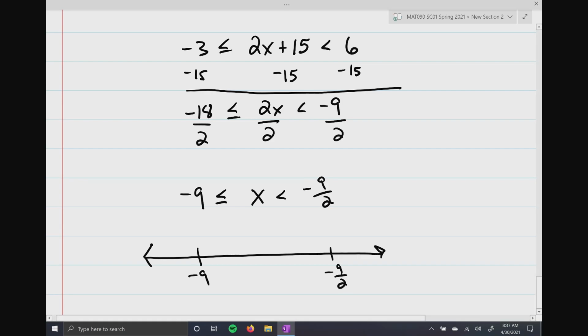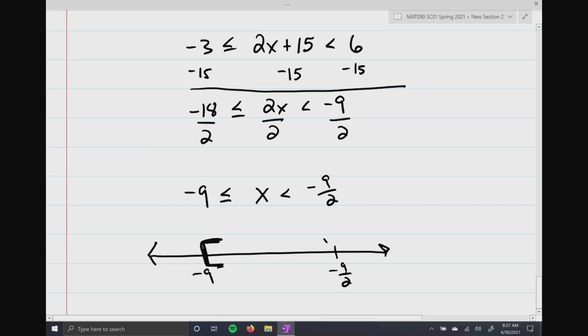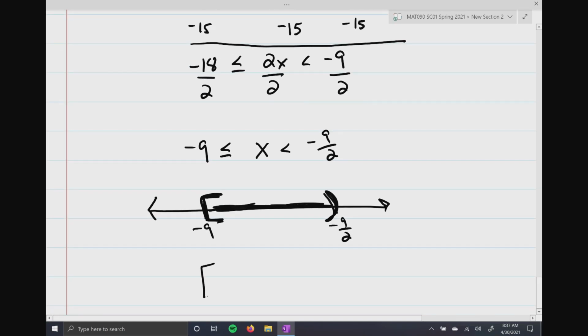So all I got to do now is look at the inequalities, and they tell me what symbols I use. Since when I read this from left to right, I have negative 9 is less than or equal to, that gets a bracket. And the negative 9 over 2, the inequality right before that, is a less than symbol, so it gets a parenthesis. And I shade in between. And the interval notation is staring me in the face. Are there any questions there?